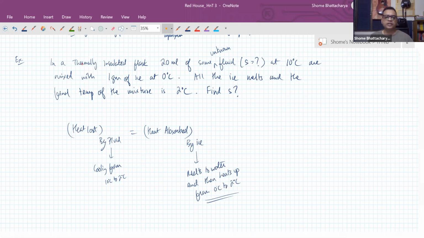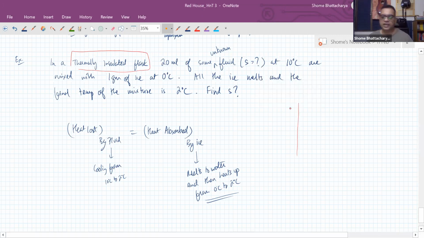It's a thermally insulated container, so there's no heat loss to the surrounding. So within that, the heat exchange has to be such that, yes, this is the zeroth law of thermodynamics, that heat lost is equal to heat gained. Actually, the statement of zeroth law, I'll tell you in the next lecture, is slightly different. It says that if one material A is in thermal equilibrium with another material B, and B is in equilibrium with C, then A must be in equilibrium with C.